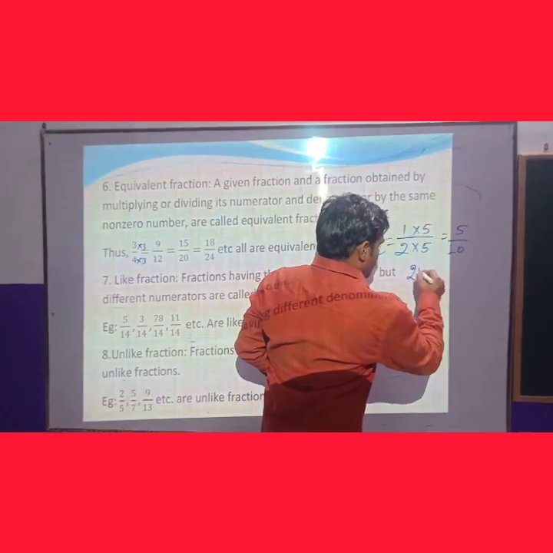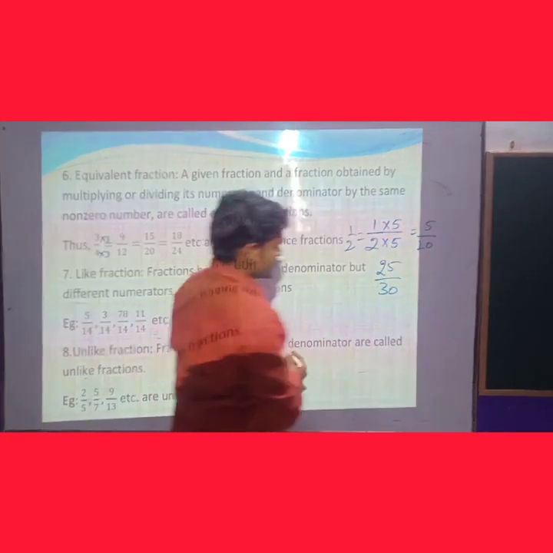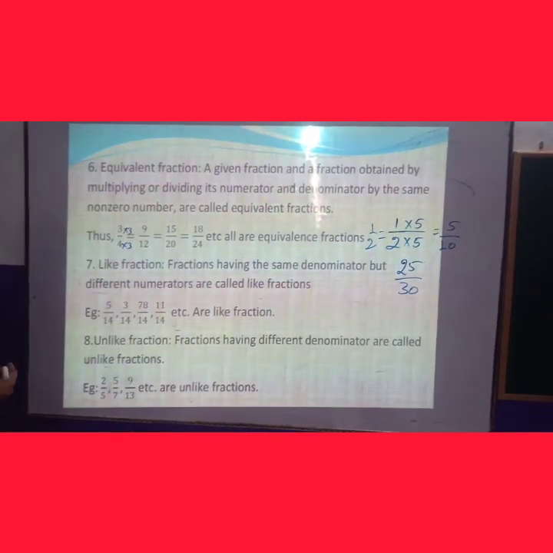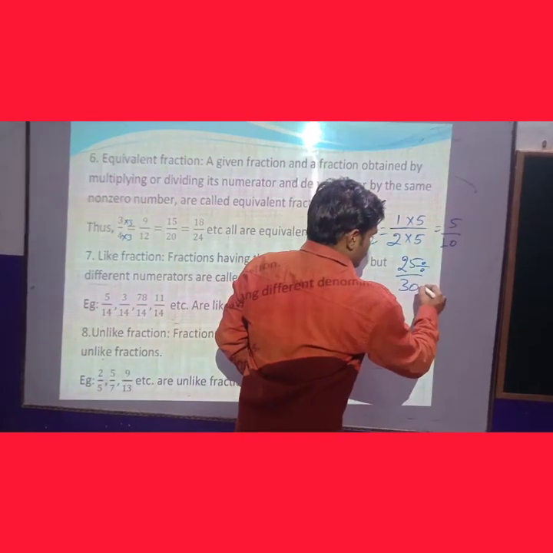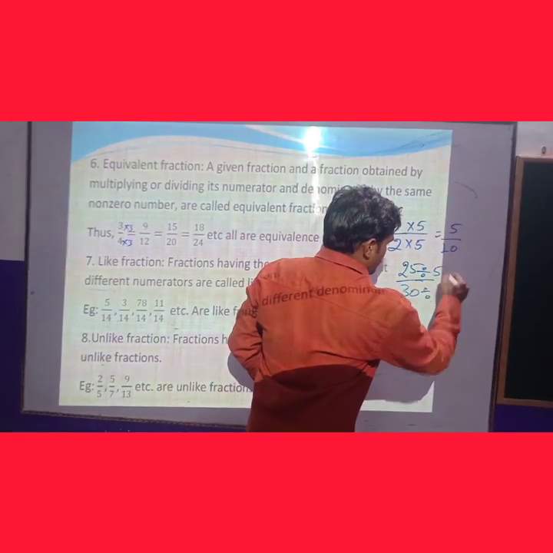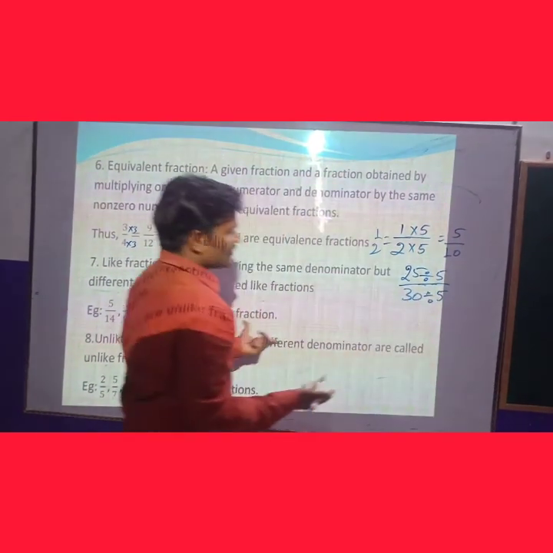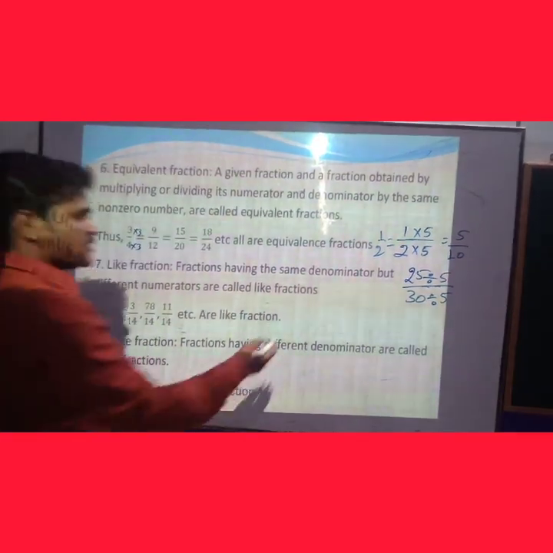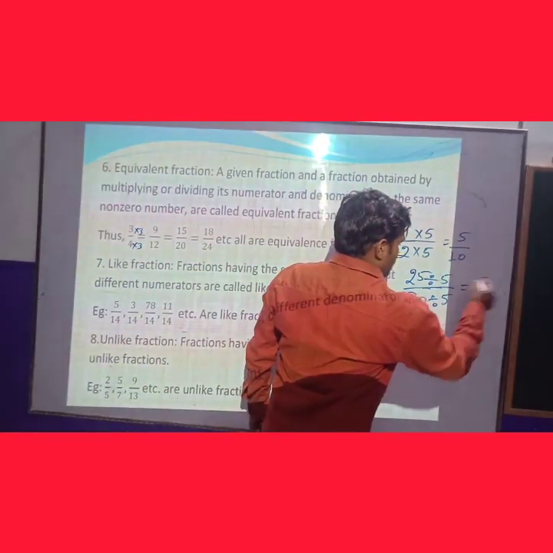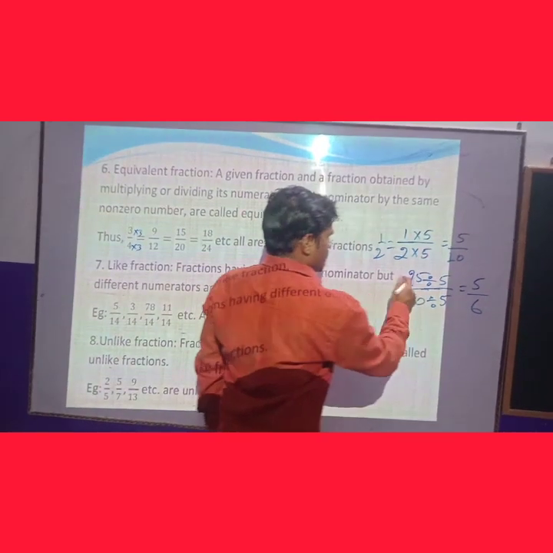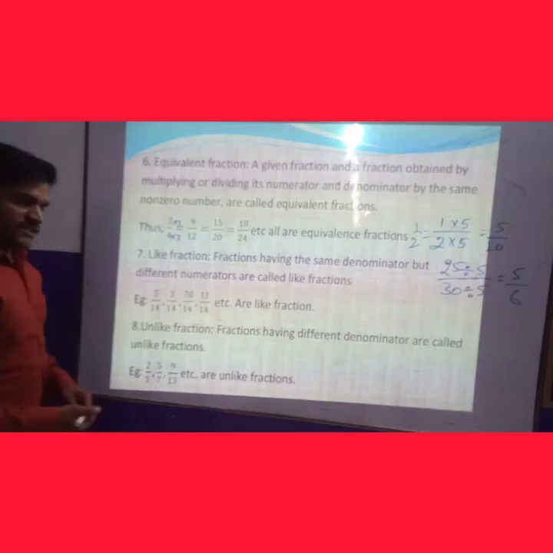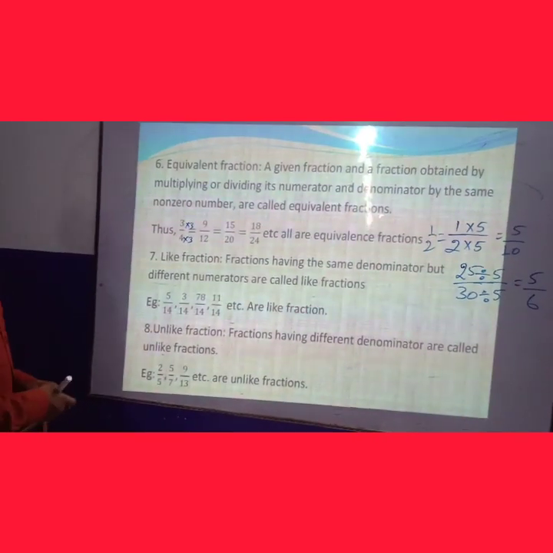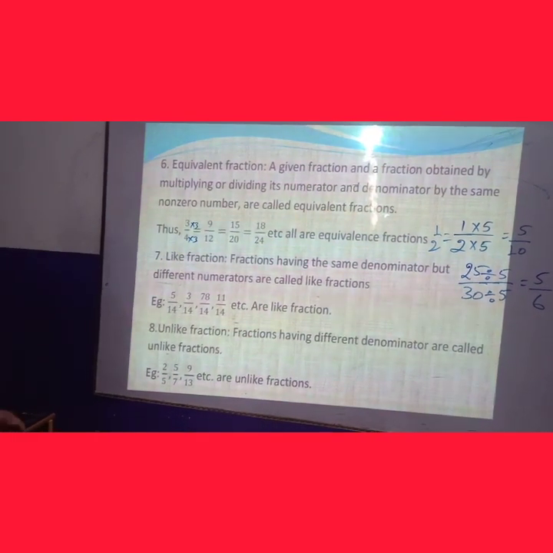Suppose that 25 upon 30 is given. And we divide its numerator and denominator by 5. So 5 is the same number, that is, a non-zero same number. Okay, so we get 5 upon 6. It means 25 upon 30 is equivalent to 5 upon 6. Okay, like that you can do more examples.